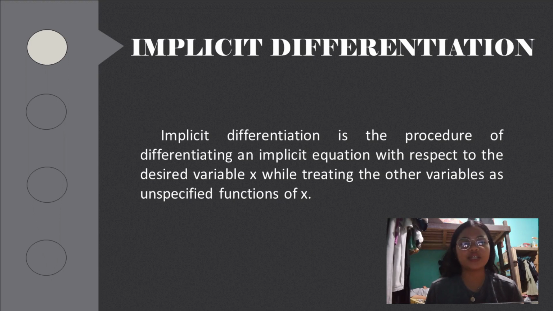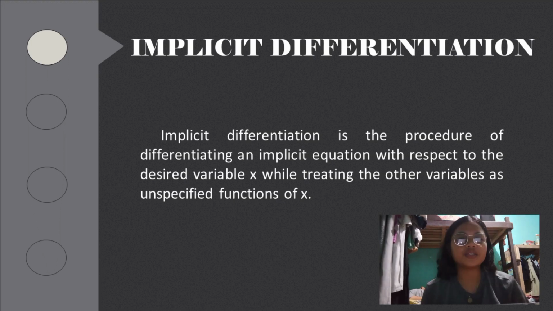Implicit differentiation is the procedure of differentiating an implicit equation with respect to the desired variable x while treating the other variables as unspecified functions of x. So it is particularly useful when dealing with equations where it is not straightforward to express y explicitly in terms of x. It is commonly applied in problems involving curves, circles, and implicit functions.